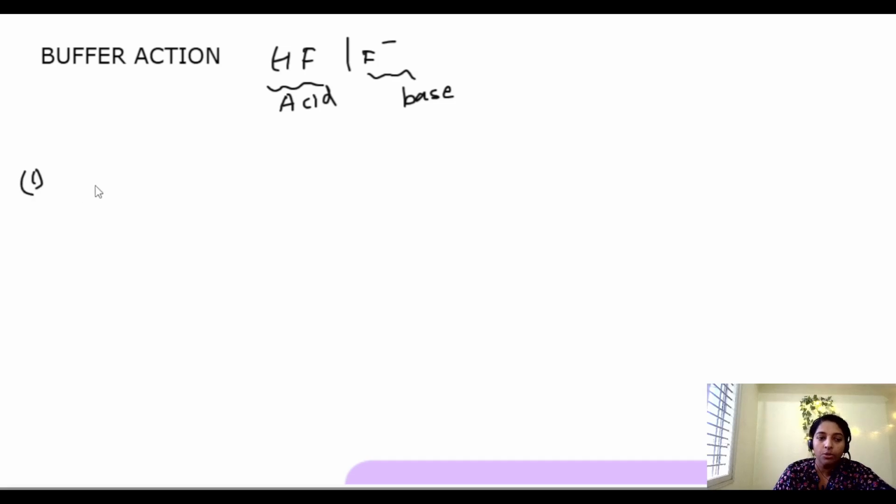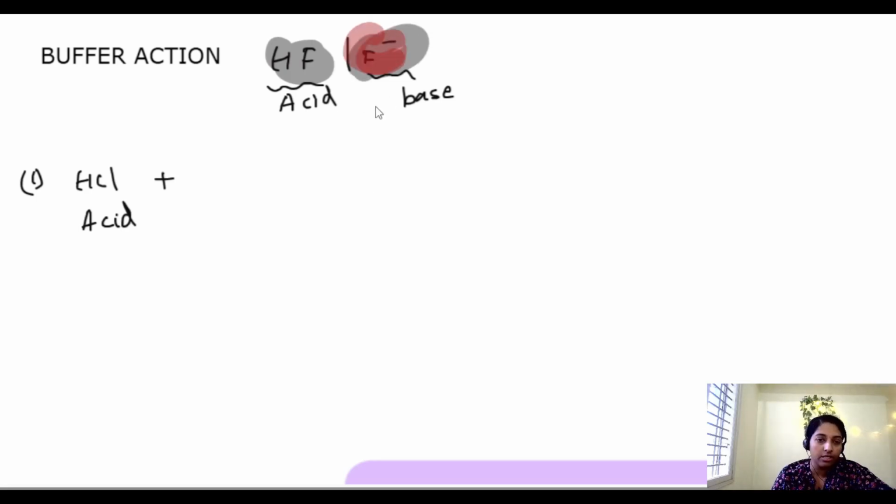Suppose you are adding some HCl to this buffer. Do you know what happened? While you are adding an acid, the basic part of the buffer will react with it. Who's the base here, HF or F minus? Definitely F minus. So the basic part of the buffer reacts with this acid. F minus reacts with it and the formed species are HF and Cl minus. So the added HCl is now transformed into HF and Cl minus.